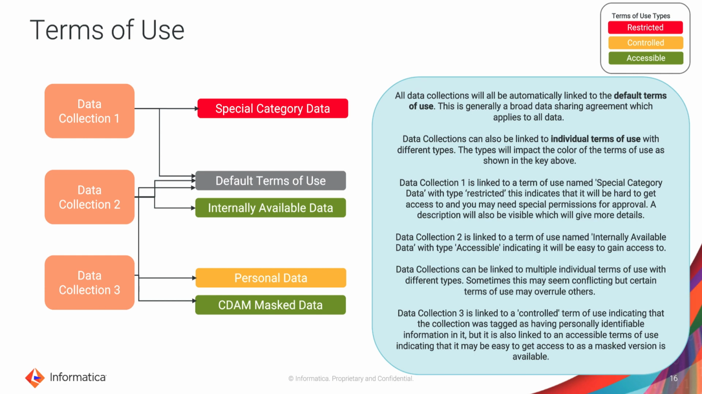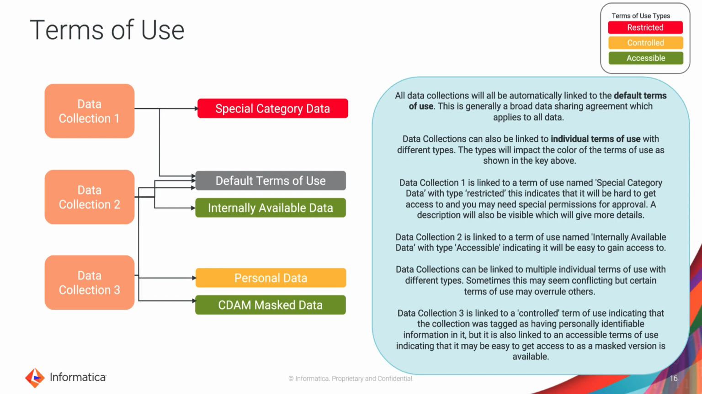However, we also have specific terms of use, which can be of different types. So if you're creating a specific term of use, which can then be related still to multiple collections, but not automatically to all of them, you could, for example, set up a terms of use of restricted type for special category data. Now, special category data is a construct under GDPR, which is saying it's particularly sensitive and so should be treated with extra caution. So that would just be linked to any data collections which contain that kind of data within them. And therefore, they're probably going to have restricted access. An example in this diagram is data collection 1.